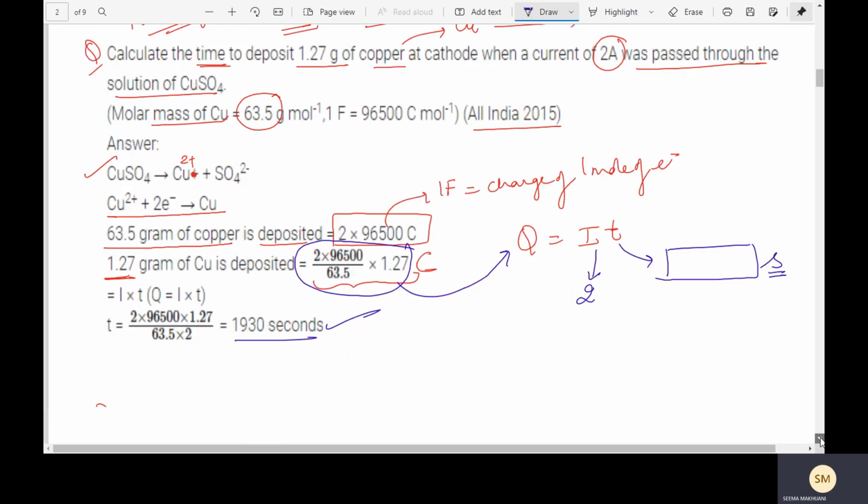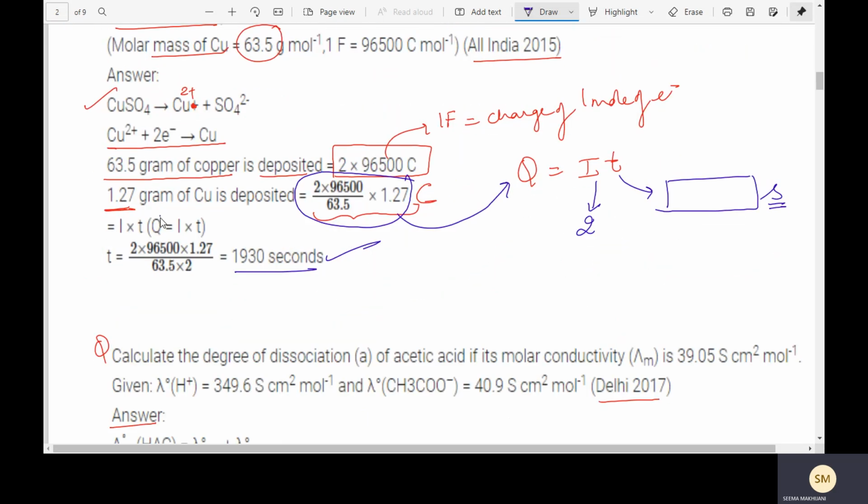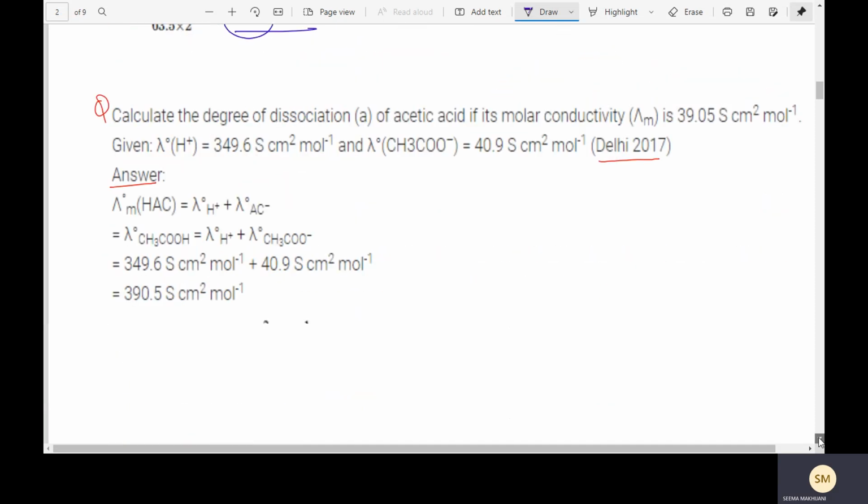Is that okay? So since your Q is equal to I into T, I is given to you as 2 and you need to multiply it and you will get your answer in the question. I hope that is clear to you. Moving on to the next question.